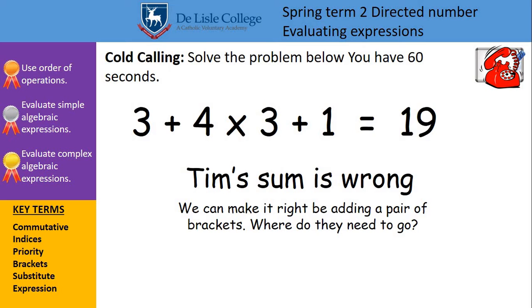Okay, so looking at this then, Tim has got it wrong with an answer of 19, because we know from BIDMAS we'll do the multiplication. So 4 times 3 is 12, add 3, 15, add 1 is 16. So the correct answer would be 16 for that. But if we wanted the answer to be 19, could we put on some brackets to make that correct? If we added them in on the 3 plus 1, we would do the 3 plus 1 first as the brackets, which is 4, then the multiplication. 4 times 4 is 16, then add 3 gets us to 19.